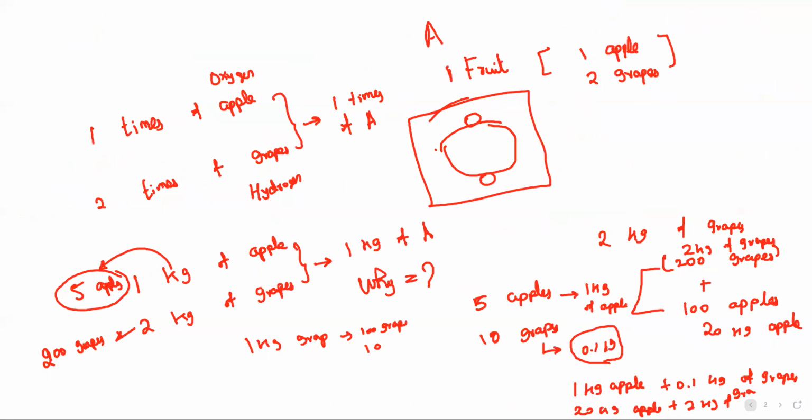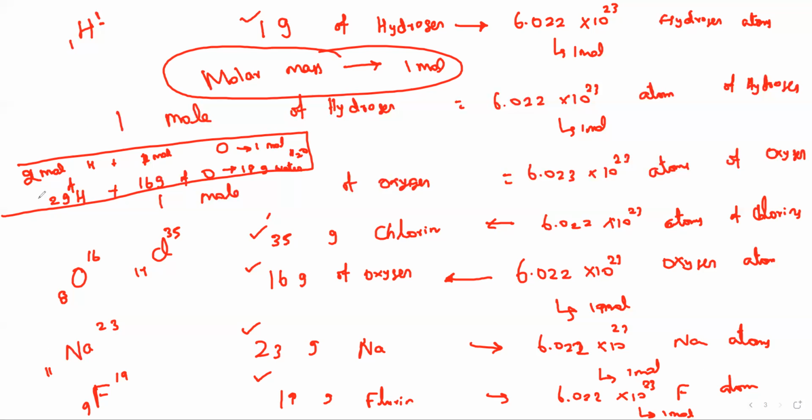So similarly, you can write here, 1 kg of apple should react with 0.1 kg of grapes only. And if you take 20 kg of apple, it can react with 2 kg of grapes. The same way. 2 gram of hydrogen should react with 16 gram of oxygen. So this is 2 moles of hydrogen, and that is equal to 1 mole of oxygen, and it should be equal to 18 gram. So these 2 gram, 16 gram, 18 gram are called the molar mass.